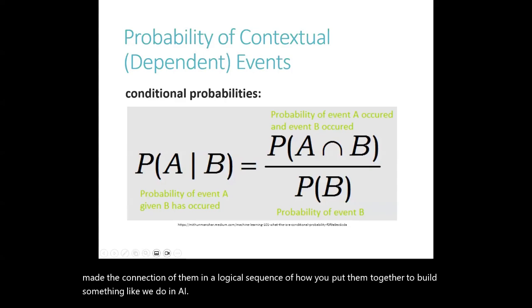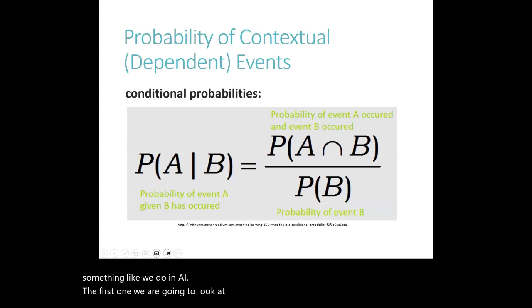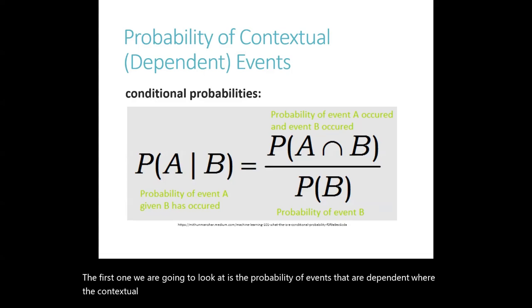The first one we are going to look at is the probability of events that are dependent, where the contextual event influences the event that we're interested in figuring out the probability of. And that's called conditional probabilities. And this is the formula.